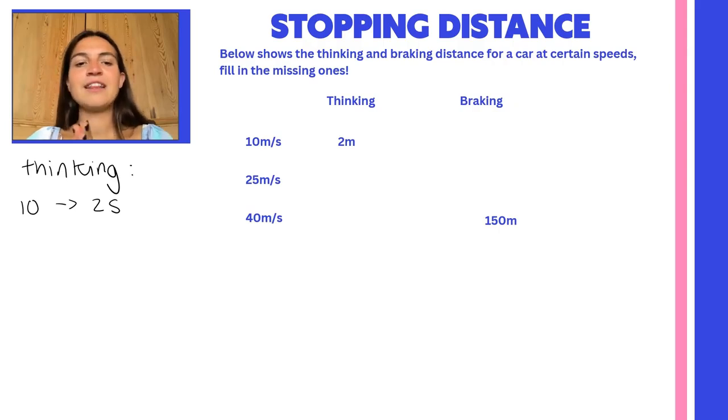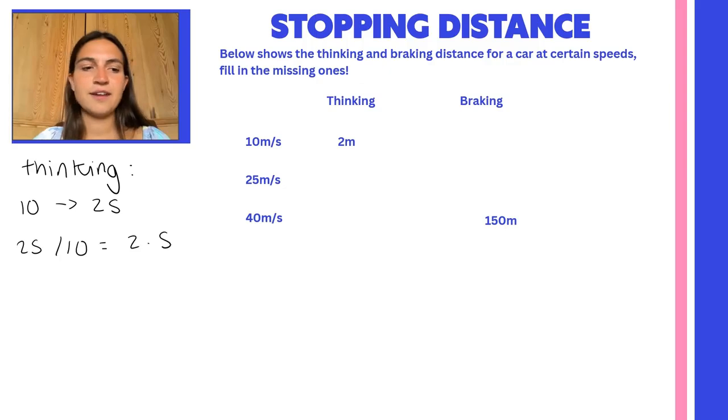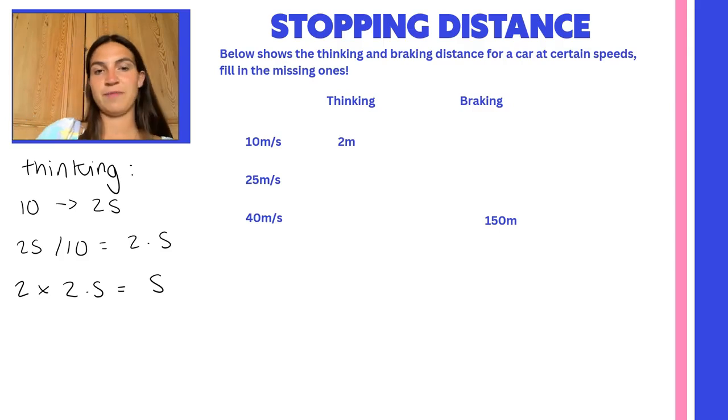meters per second, the first thing I need to do is work out by what factor has my speed changed. So if I take 25 and divide it by 10, that gives me a factor of 2.5, or I'm going 2.5 times as quickly as I was when my thinking distance was 2 meters. Now, for a thinking distance, all you need to do is take that factor you've just calculated and multiply it by the original distance. So 2 meters times 2.5 is 5 meters if you're traveling 25 meters per second.